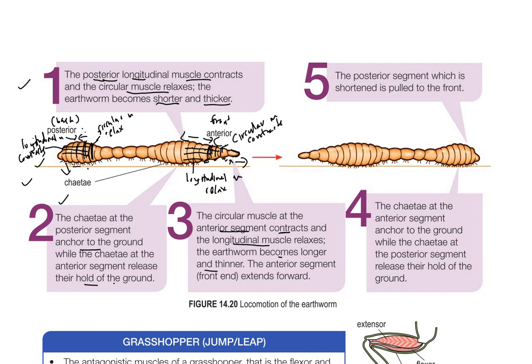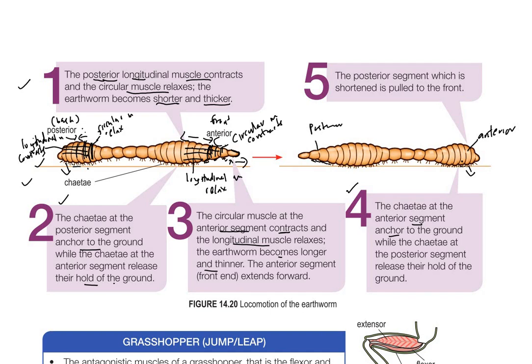Then number 4: the kete at the anterior segment anchor to the ground, while the kete at the posterior segment release their hold on the ground. So the kete here at the anterior will touch the ground, whereas at the posterior, the kete will lift, release their hold on the ground.